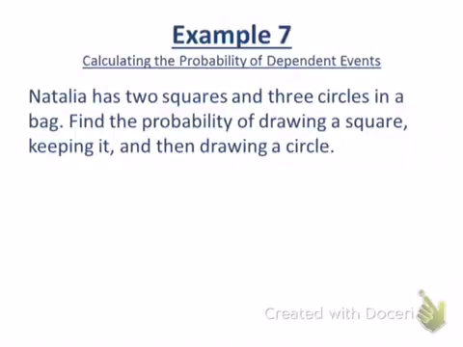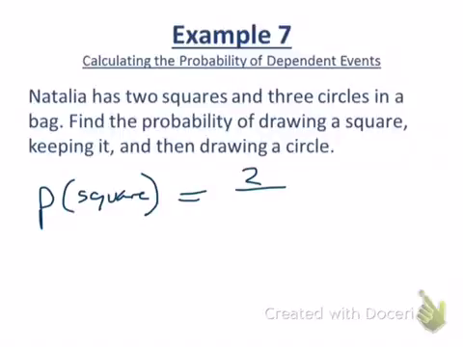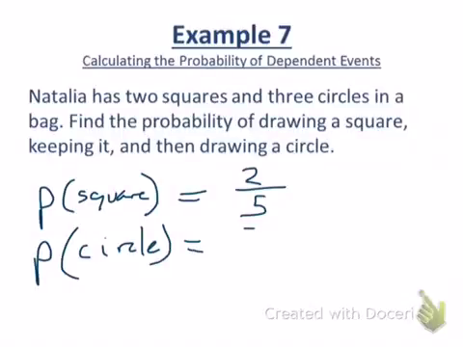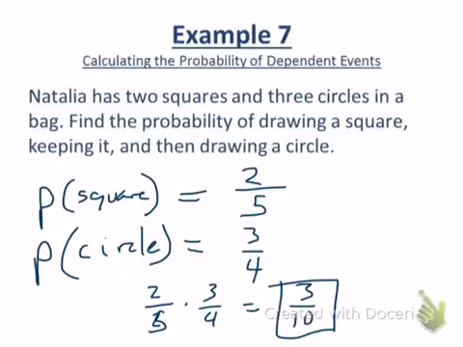Okay, so Natalia, same scenario, but different events. The probability of drawing a square is what? Equal to 2 out of 5. And then drawing a circle would be 3 out of 4, right? And then those probabilities, 2/5 times 3/4, would be the same thing, right? 3/10. Same probability. Okay? Independent events and dependent events. All right?